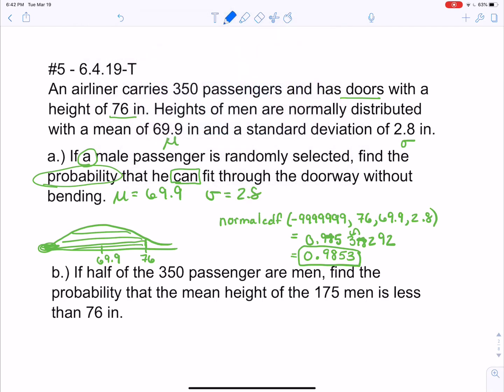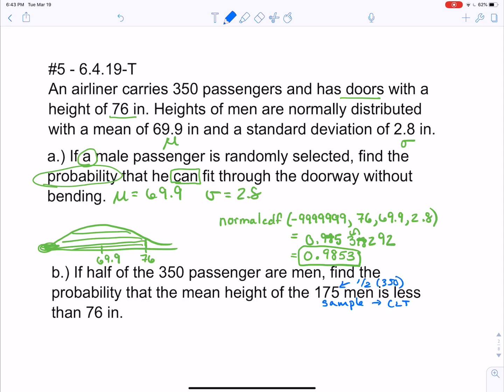If we look at part B, they tell us if half of the 350 passengers are men, find the probability that the mean height of the 175 men is less than 76 inches. So this 175 is just that half of 350. So they did the math for us there. But if we think about it, we're no longer talking about one man. We've got a sample.